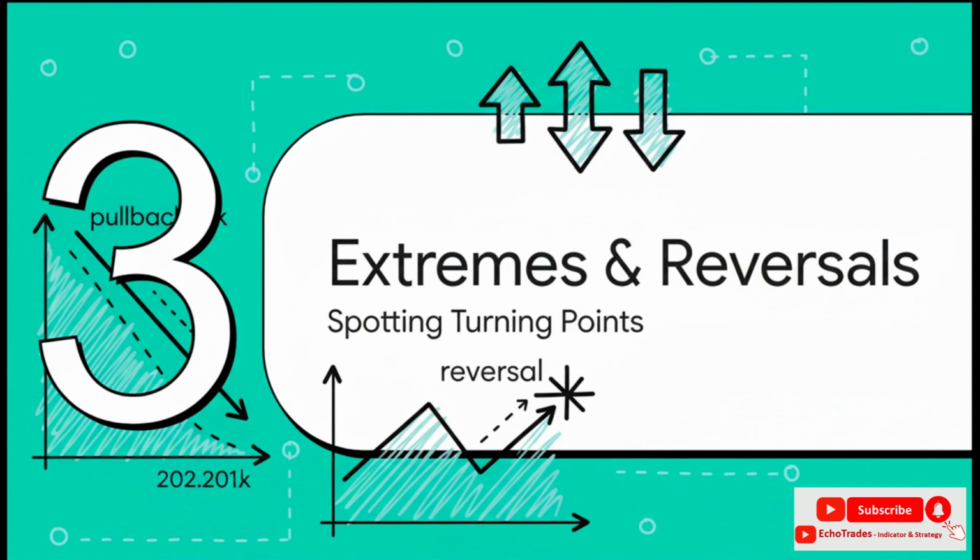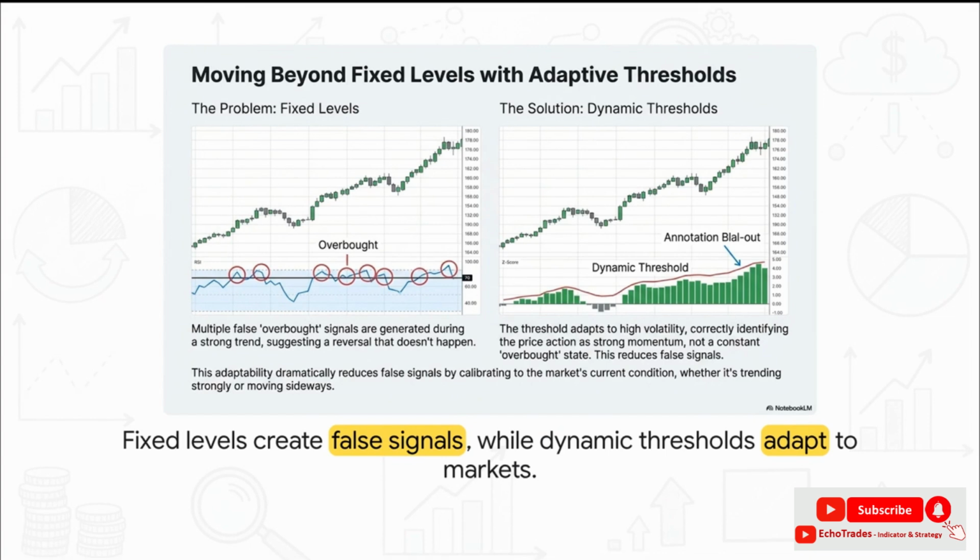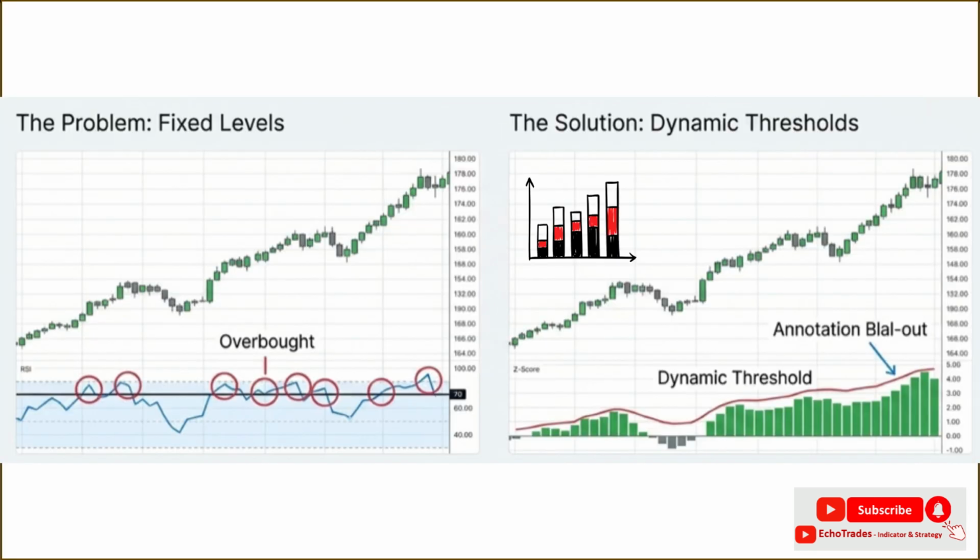Now let's get into the really exciting part, using this to spot major market turning points. So this slide gets to the heart of a huge problem with standard oscillators like the RSI. You know how they have those fixed overbought and oversold levels? Well, in a strong trend, they just give you false signal after false signal. It's so frustrating. But the Z-score oscillator is different. Its thresholds are dynamic. They actually expand and contract with the market's volatility. And what that means for you is a drastic reduction in those false alarms.